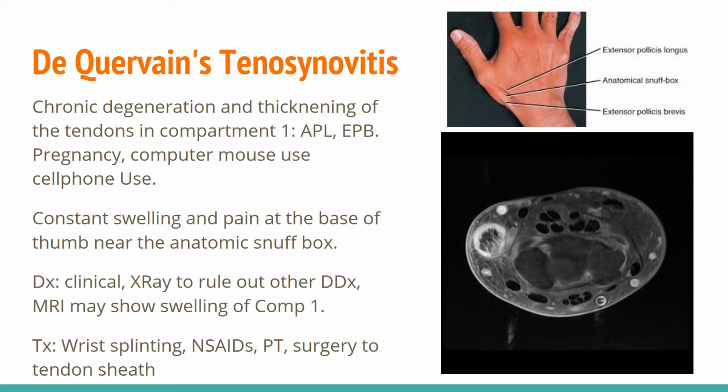So this is just a picture of the anatomic snuffbox, which is between the extensor pollicis longus tendon and extensor pollicis brevis tendon. Diagnosis is clinical. You can use the Finkelstein test, where the patient grabs their thumb with their fingers and then ulnar deviates their hand, and you should have pain near the base of the thumb. X-ray can rule out other differential diagnoses, and MRI will likely show swelling around the sheath.